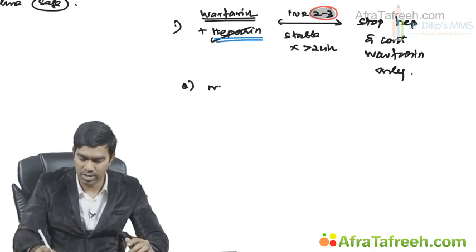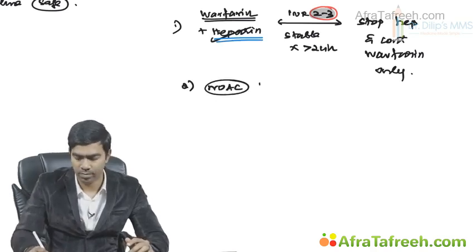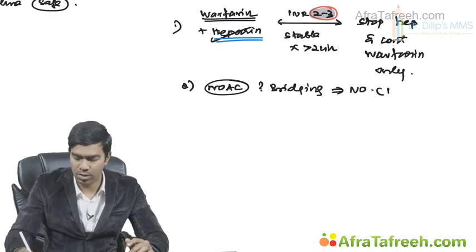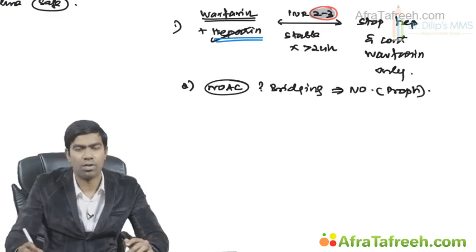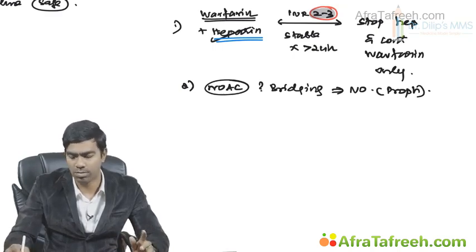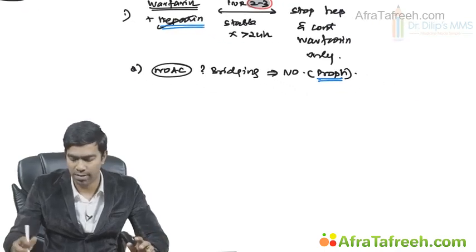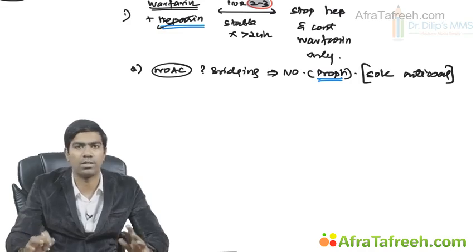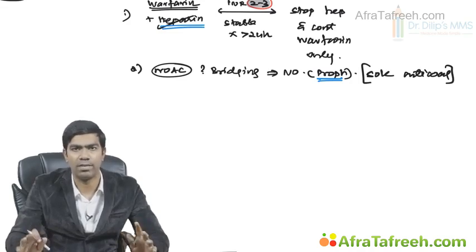Whether NOACs need heparin bridging or not, do they need bridging? Answer is no. Especially if you are using them for prophylactic purposes. For prophylaxis of DVT or pulmonary embolism, if you are using NOACs, typically they don't need any bridging at all, and they can be used as sole anticoagulants.